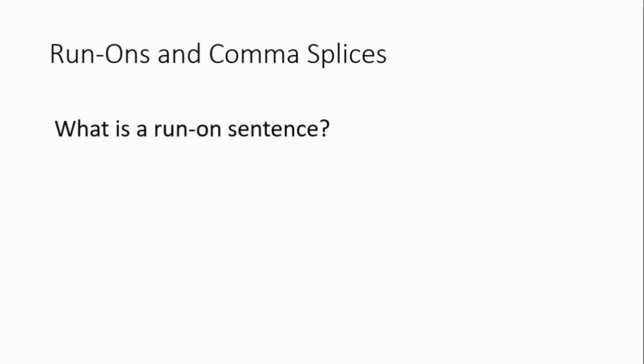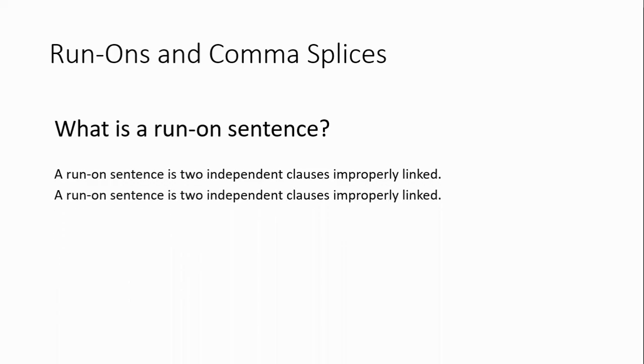So here's our definition of a run-on sentence. A run-on sentence is two independent clauses improperly linked. Okay, you know what comes next. Let's say it a couple times. A run-on sentence is two independent clauses improperly linked.